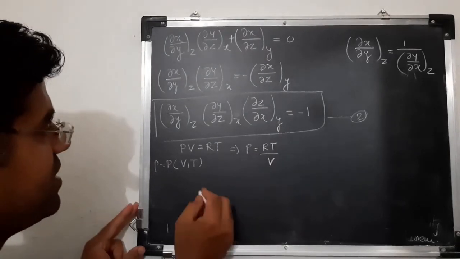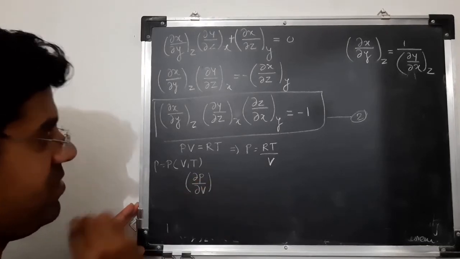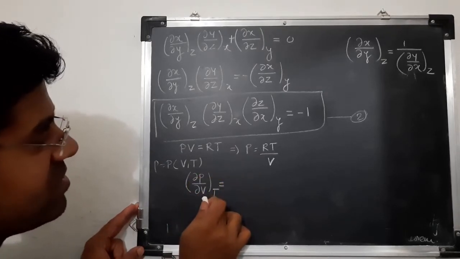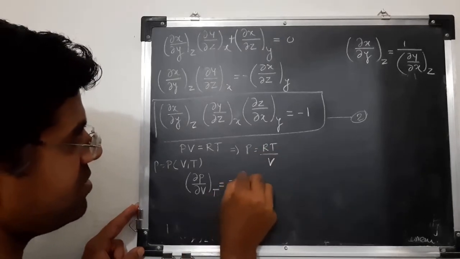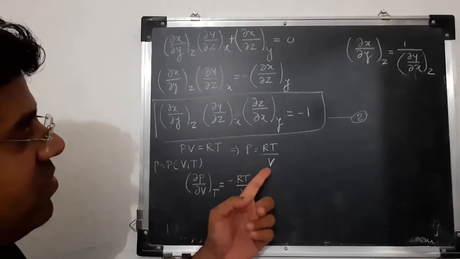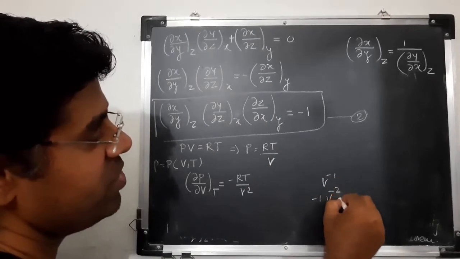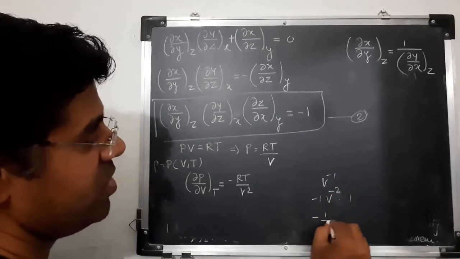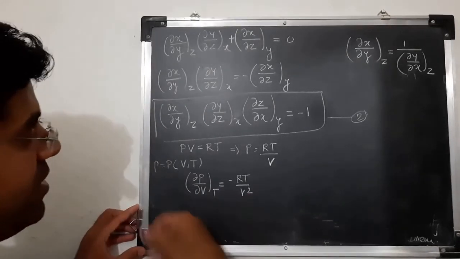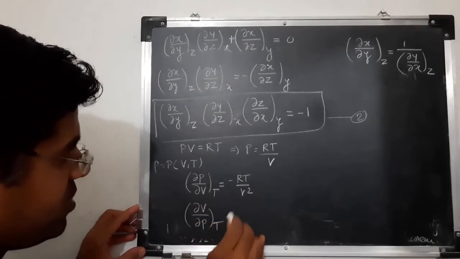In this case, first, del bar P by del bar V at T constant. So del bar P by del bar V, T is constant, is nothing but minus RT divided by V square. Obviously, V raised to minus 1 differentiates to minus V raised to minus 2, so this is minus 1 upon V square that we have written here. Okay, so this is 1. Reciprocity: del bar V by del bar P at T constant.